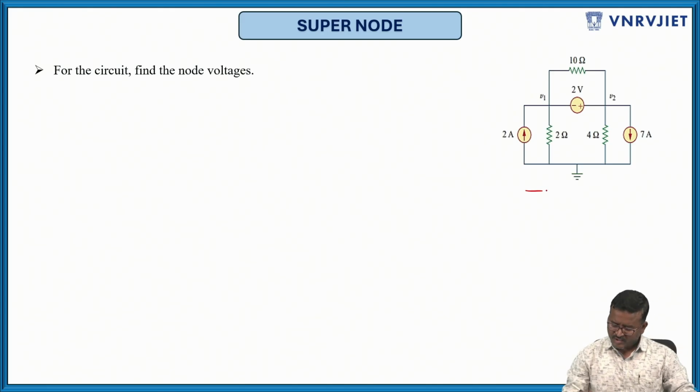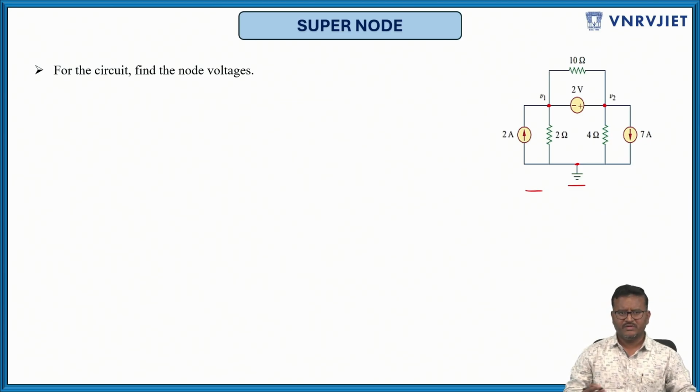So how many nodes do we have? This is a node, this is a node, and this is a common node. There are 3 nodes. Out of the 3 nodes, one node should be considered as the reference node. That reference node is obviously indicated with a ground. So the reference node is this node. The other 2 non-reference nodes are labeled with the voltages V1, V2.